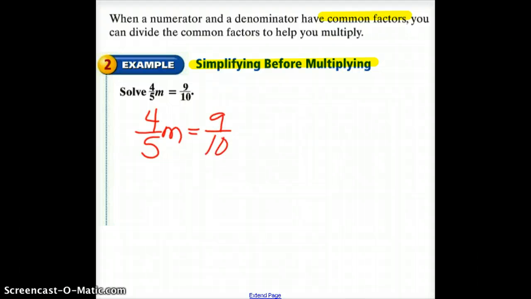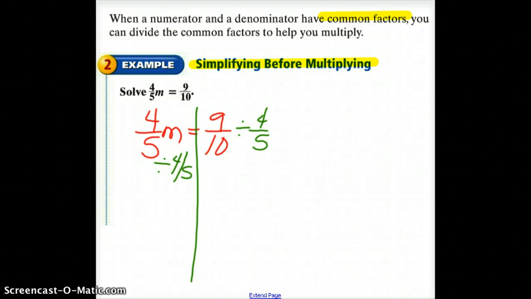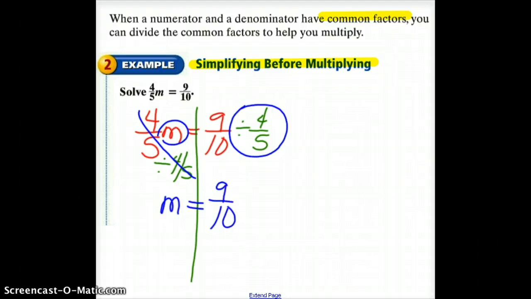I want to get rid of this 4/5 that's attached to the m, so I'm going to divide by 4/5, and I'm going to divide by 4/5. Doing this cancels my 4/5 over here. I have just my m left, and when I divide by a fraction, think of it as multiplying by its reciprocal. Now, here's where they're talking about that simplifying.